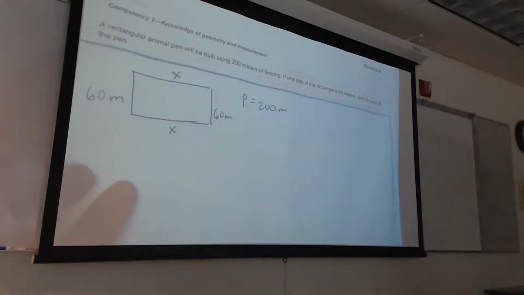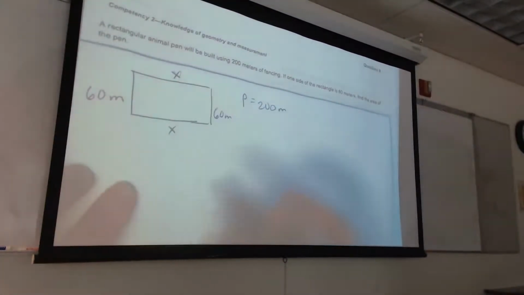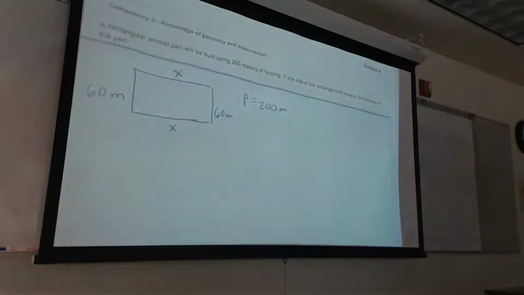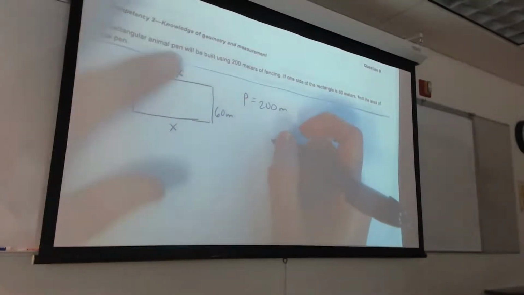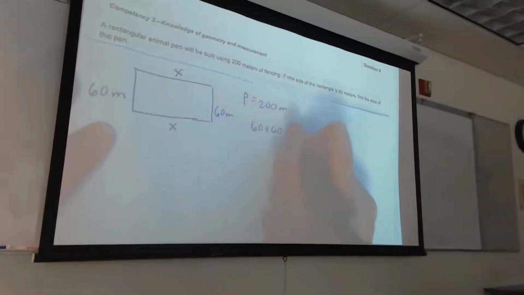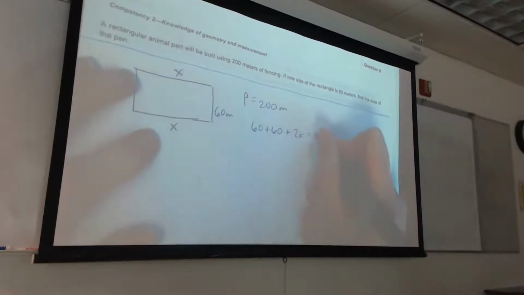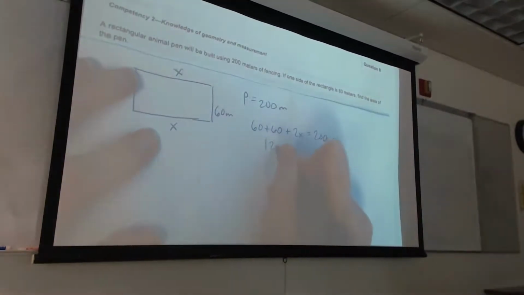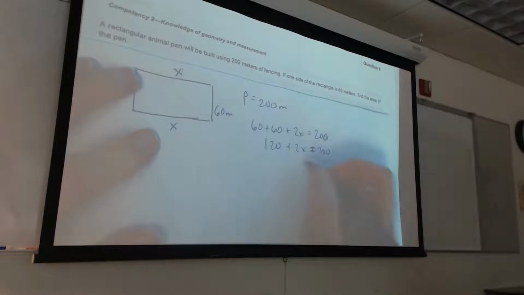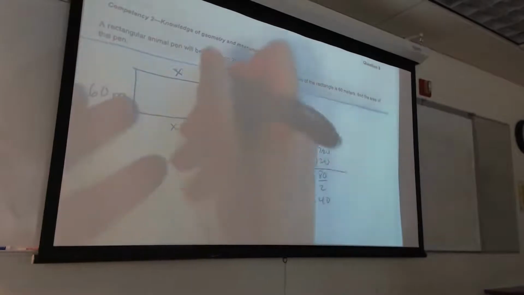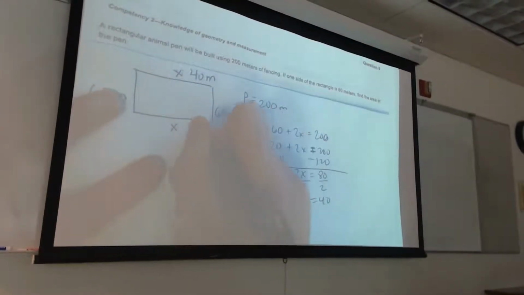You can think about it in your head, and that's good, because you just did it in your head. It is 40. But look at this. If I just put X, they're the same, right? And I say 60 plus 60 plus X plus X, so 120 plus 2X equals 200. 2X equals 80, divided by 2. Like you said, X equals 40. So this one is 40 meters, and this one is 40 meters.